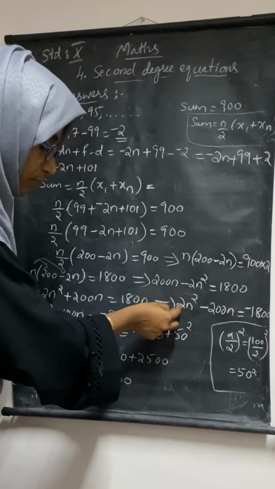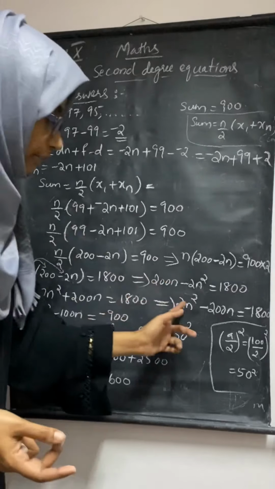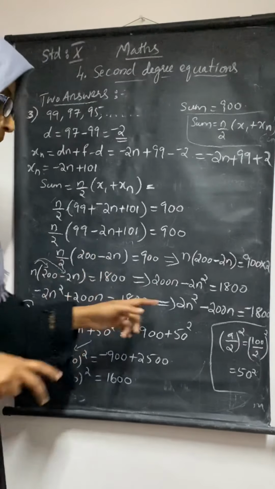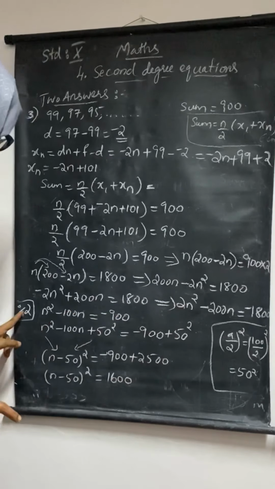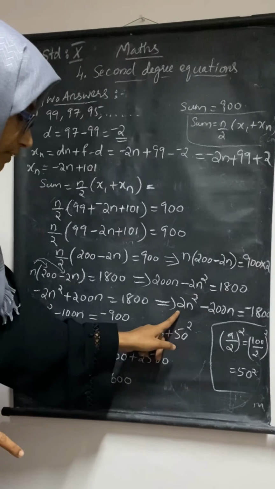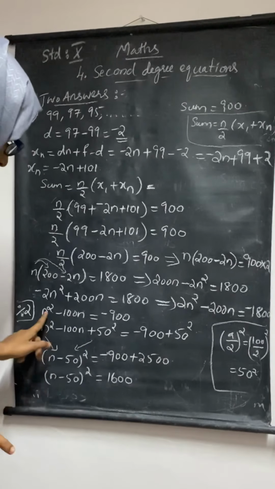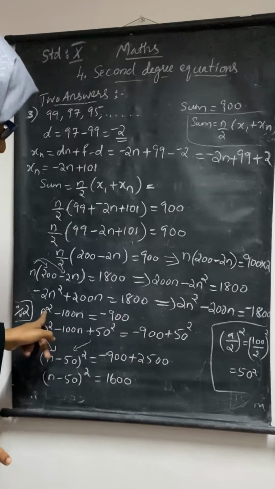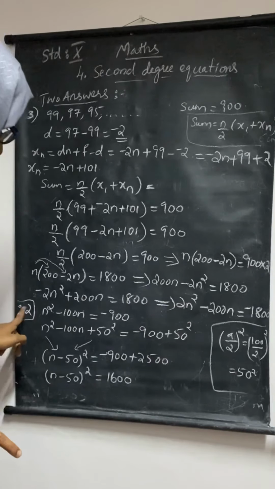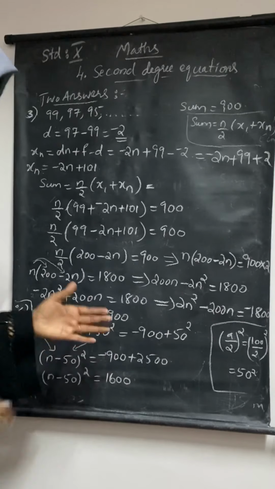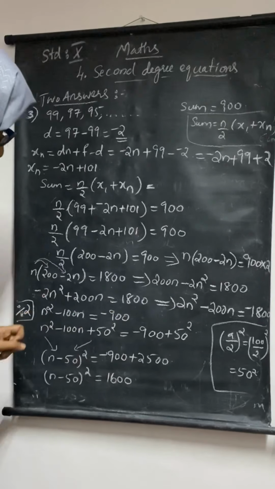So what I'm doing, I want to make it shorter. If it is divisible with every number, we can do it; otherwise, we can't. So I can divide by 2, okay. Here division by 2, here division by 2, here division by 2. So this is 1 n square: 2 by 2, 1 n square; 200 by 2, 100 n; 1800 by 2, 900. So after division, I got this formula.